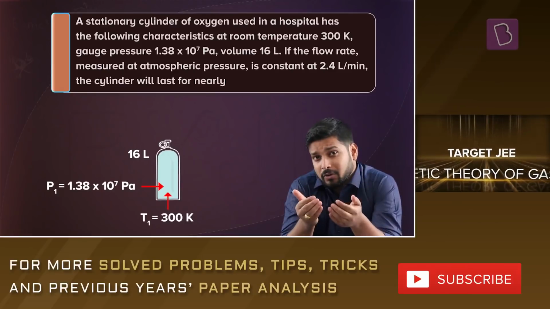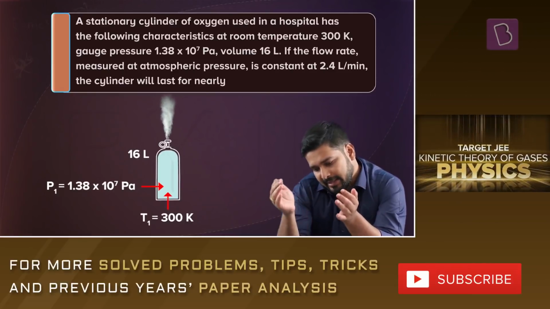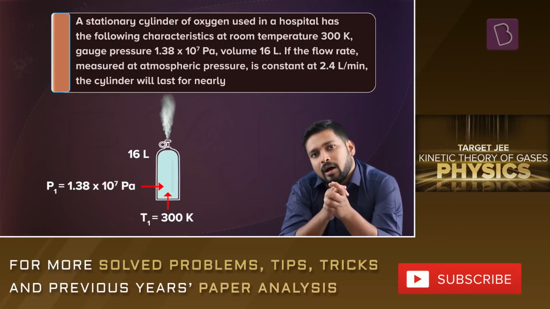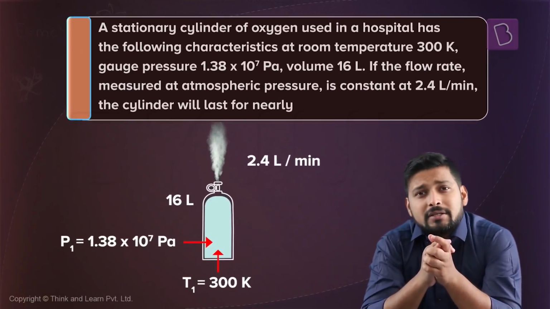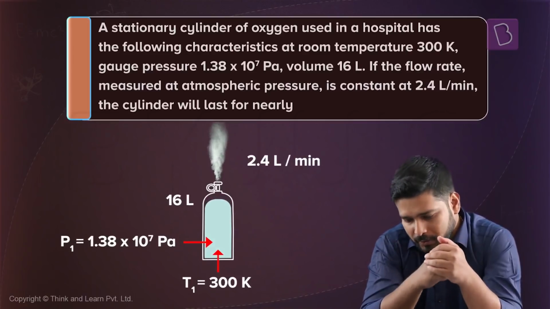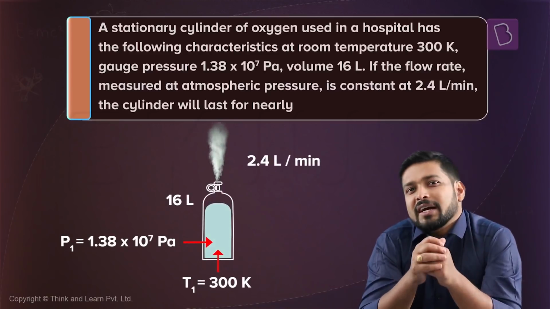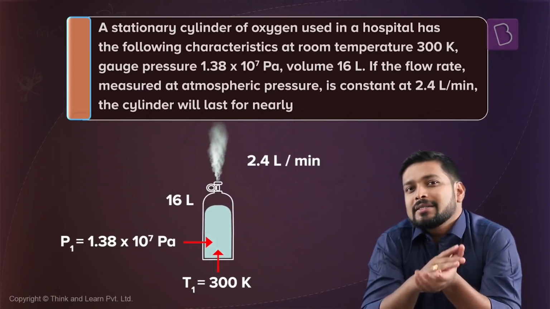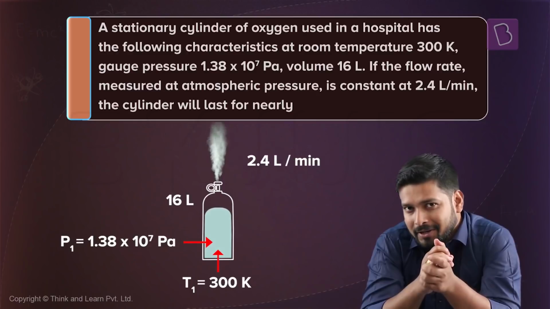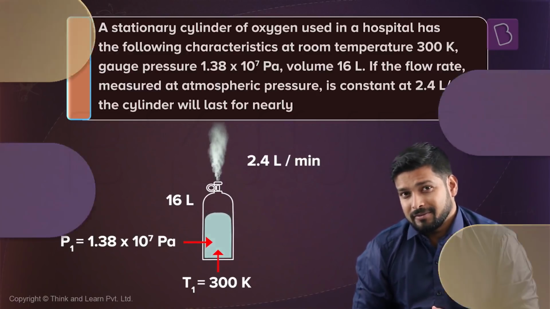Now, we are told that this cylinder is leaking gas, and the gas is coming out at a rate of 2.4 liters per minute. So that's the volume flow rate that has been provided to us, okay? So the question that is asked from us is, how much time will it take for the entire cylinder to be empty, okay? So let us see how do we proceed with the solution.